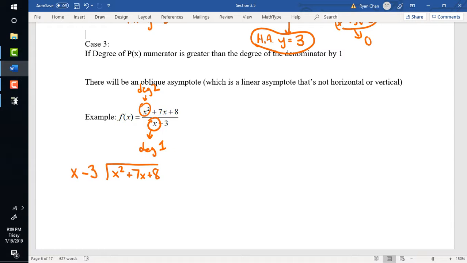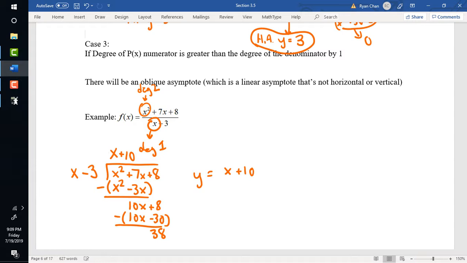So I'm thinking, what will I multiply x by to get to x squared? I'll put x up. This is x squared minus 3x, minus, and so I have 10x plus 8. Okay, and I could do plus 10. So this will be 10x minus 30, and then I'll subtract. This will be 38. So I have y is equal to x plus 10 plus 38 over x minus 3.